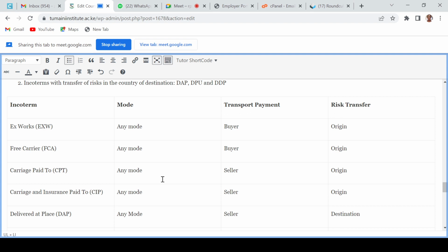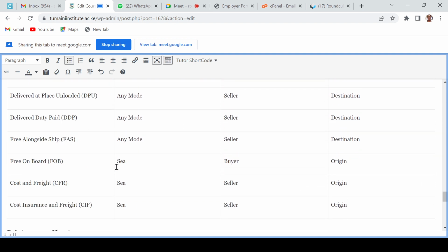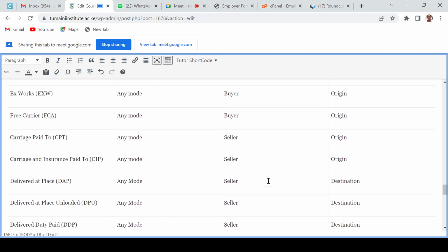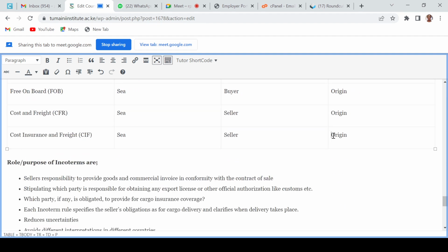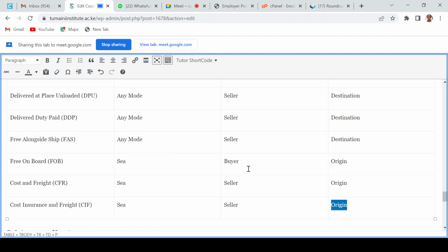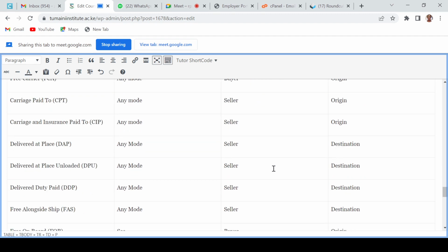Carriage paid to, any mode of transport. So ukipata invoice imekuja na ndege, imeenda na meli, imekuja na rail, utapata kwamba iko na FCA, X-Works, CPT. So hizo zote unaziona. Free on board sana inatumika on the sea. Who pays, who meets the cost, transport payment, it's by the buyer. So hii ni ya kukusaidia tu just to know how to classify. So that should be it as far as the terms are concerned.